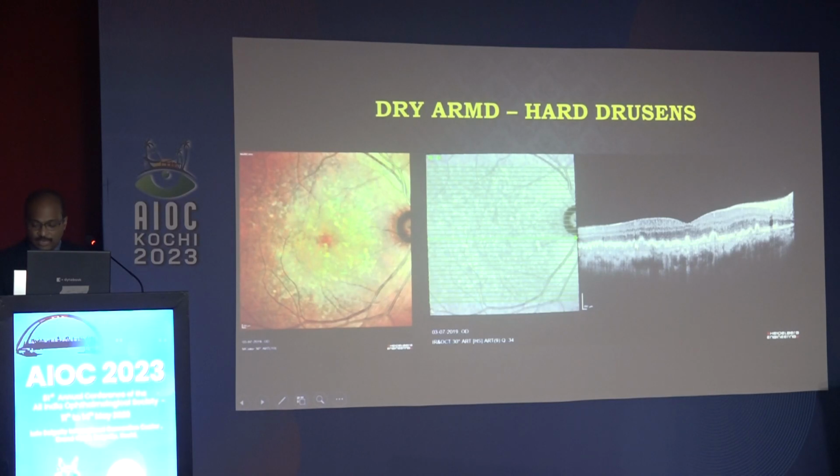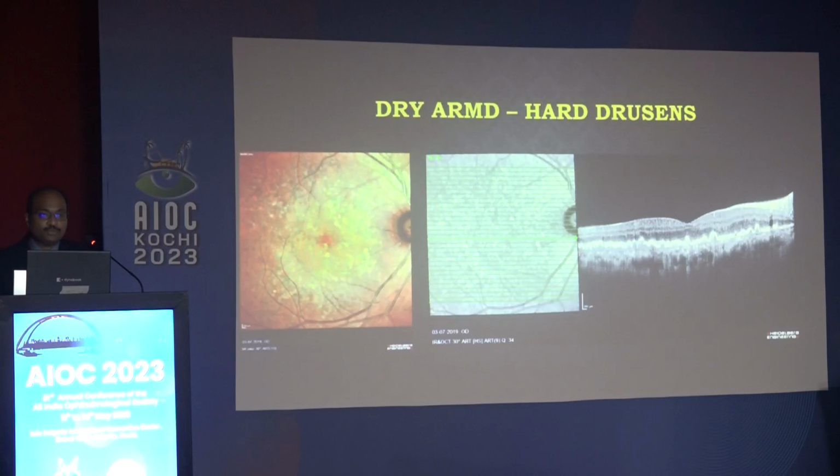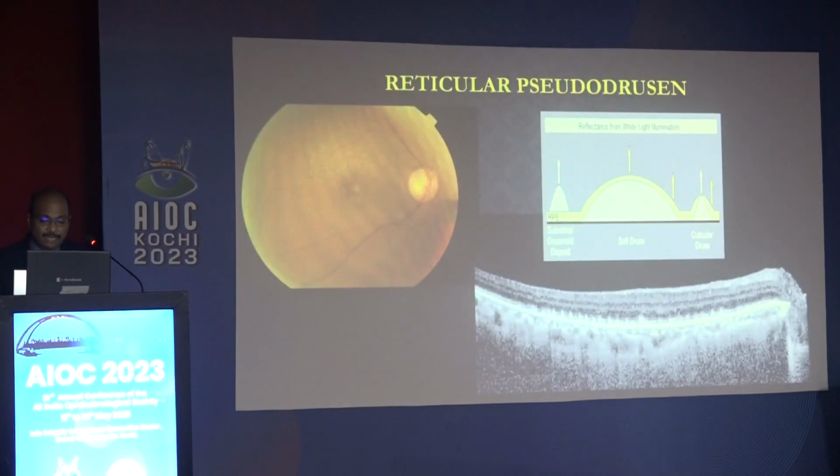Why I'm telling you this is because you should contrast it with the next lesion I'm showing you, reticular pseudodrusen, which is like a yellow rash, pinpoint lesions, as opposed to the hard drusen you see here, which are a little bigger. What you see importantly on the OCT is these sawtooth lesions above the RPE. So these are actually subretinal drusenoid deposits. These pseudodrusen are above the RPE.